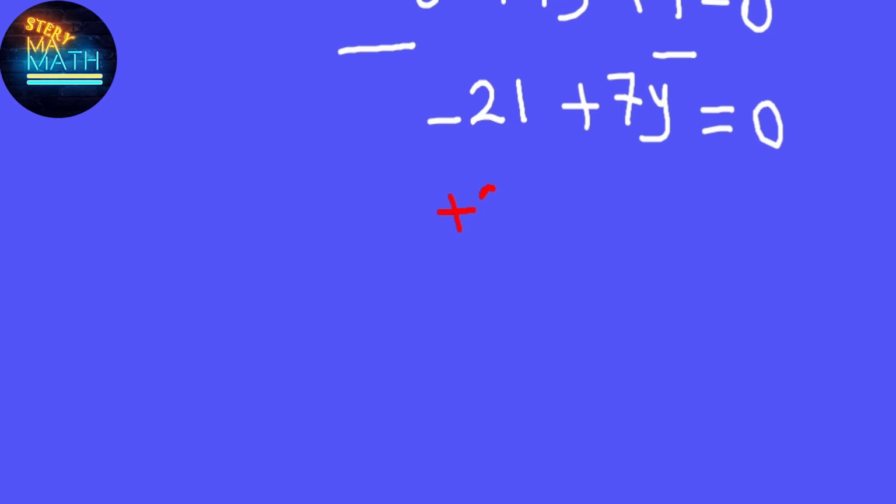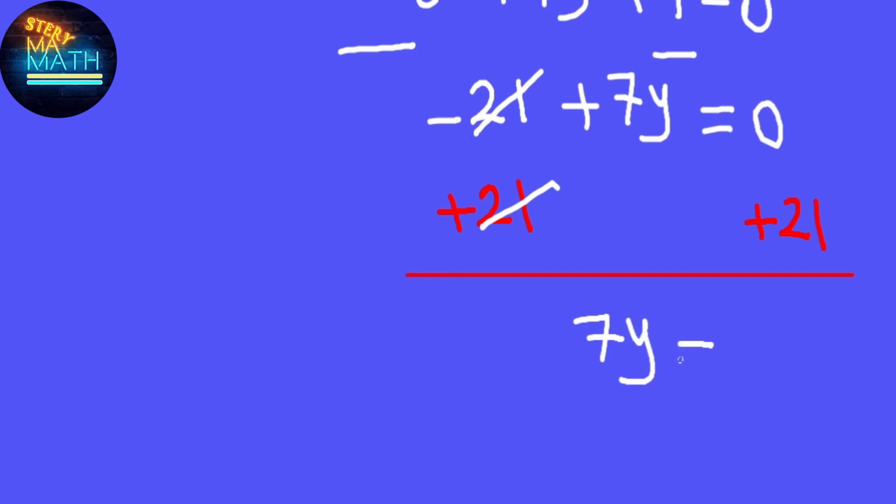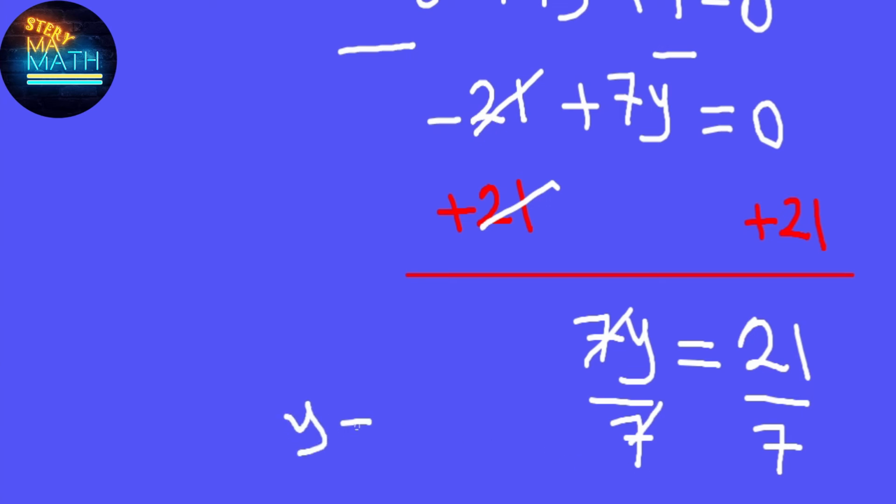So plus 21 and here plus 21. 21 and 21 will be cancelled. So 7y is equal to 0 plus 21, which is 21. And you can divide by 7. 7 divided by 7 is 1. So y is equal to 21 over 7, which is 3. So the answer is y is equal to 3.